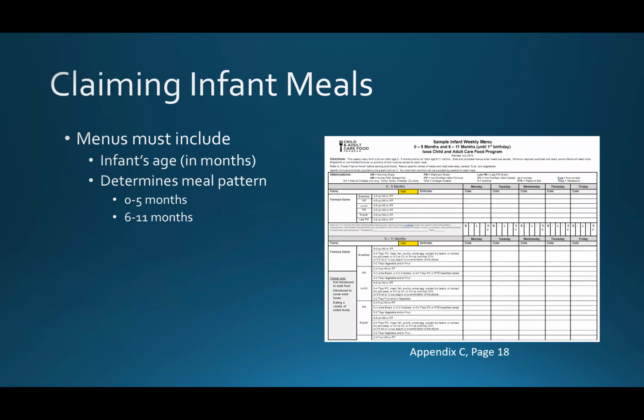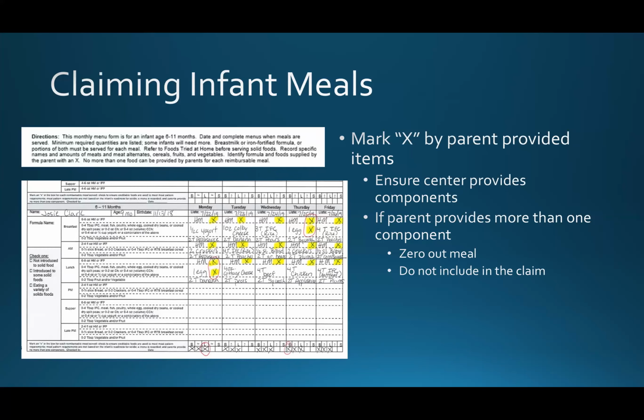First, the menu must include the infant's age in months to identify which meal pattern must be followed for 0 to 5-month-olds or 6 to 11-month-olds. Items provided by parents should be marked with an X. This makes it possible for the person reviewing the menus to ensure the center provided all but one meal component for infants ready for solid foods. If the parent provides more than one component, the meal should be zeroed out and not included in the claim for reimbursement.